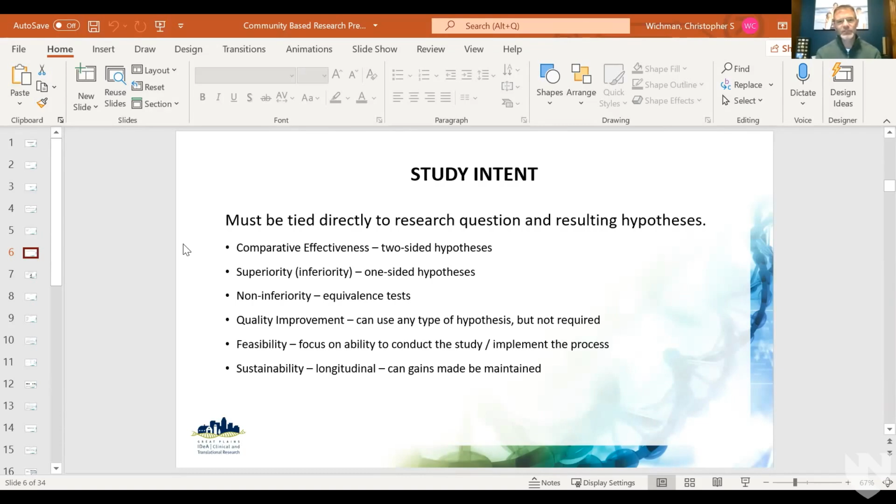And then the last one's going to be sustainability. And this one is longitudinal. And basically what we're trying to say here is, any gains that we make during like an active intervention period or something like that, or an active study period, can we maintain those once the study is quote unquote concluded?